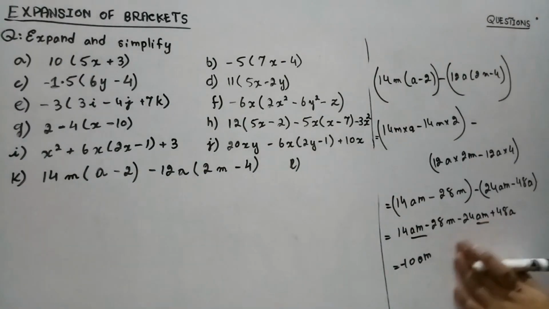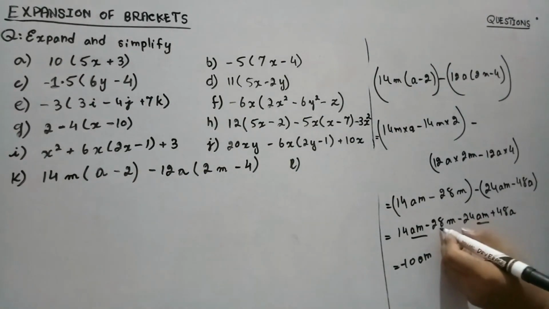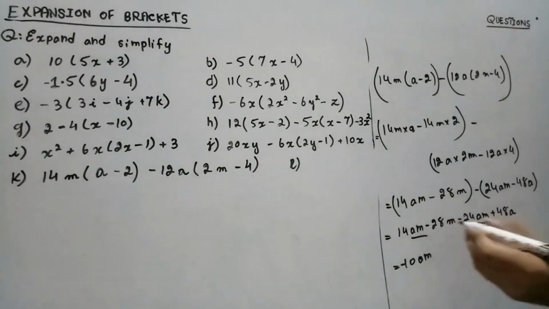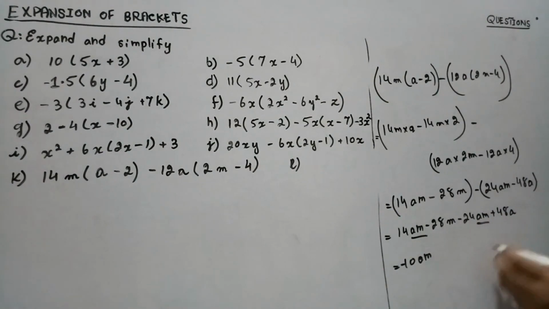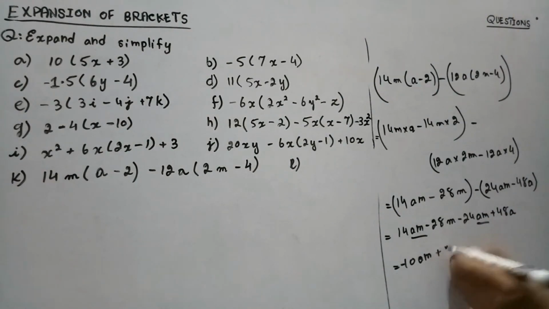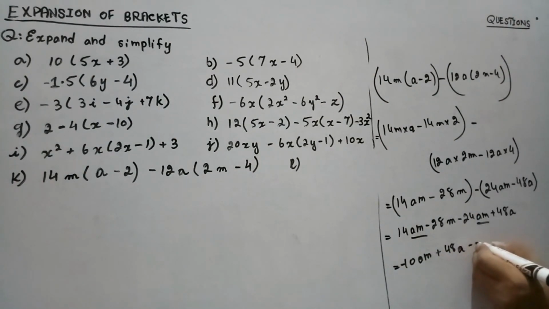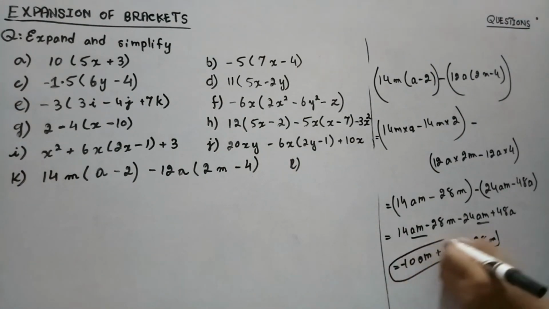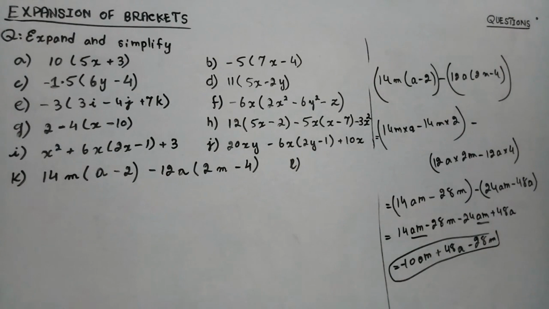Clear? And now you can see here we have 48a and this negative 28m, so I can write this as it is, because now we can't add or subtract it because the variables are different. It is just like this one. Clear? Negative 10am plus 48a, and this is negative 28m.